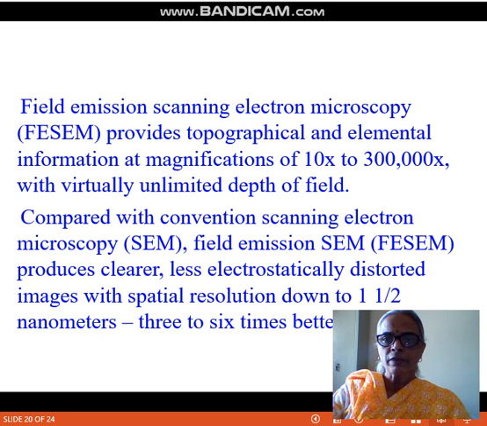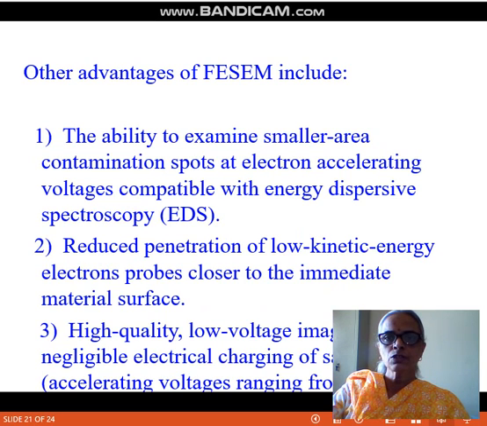Compared with the conventional scanning electron microscope, the field emission microscope or FESEM produces clear, less electrostatically distorted images with spatial resolution down to 1 to 1.5 nanometers. Another advantage of FESEM includes the ability to examine smaller area contamination spots at electron accelerating voltages compatible with energy dispersive spectroscopy, that is the EDS technique. Reduced penetration of low kinetic energy electrons probes closer to the immediate material surface, and due to this it will generate high quality images.